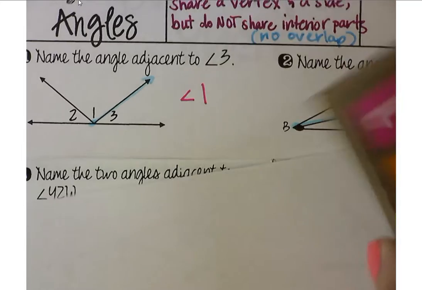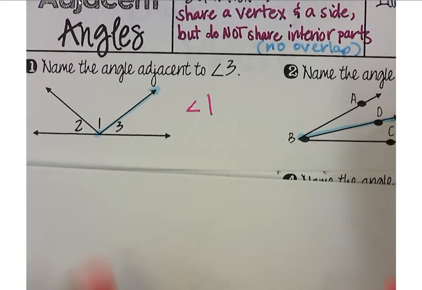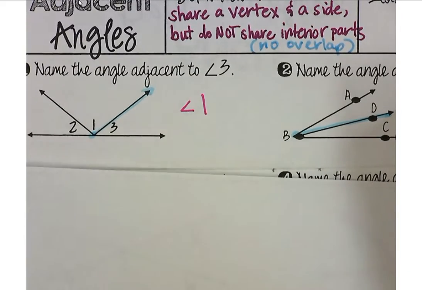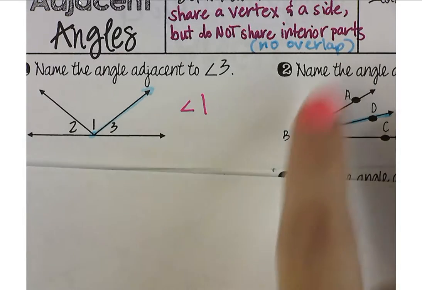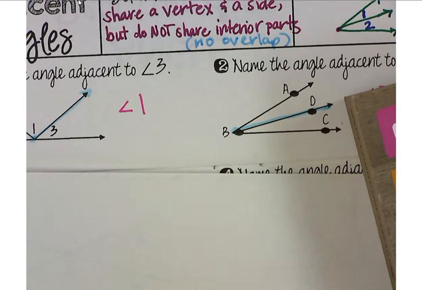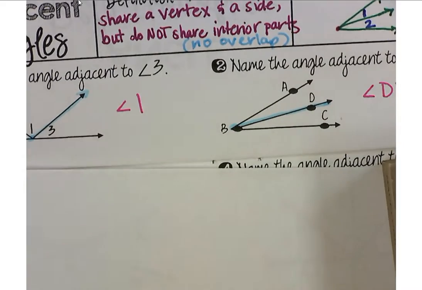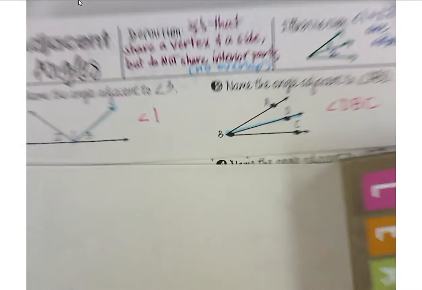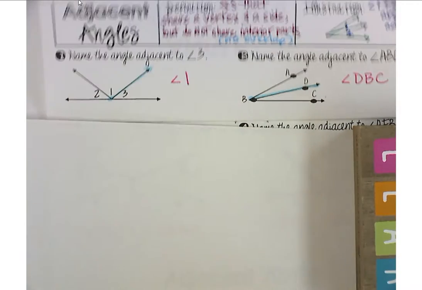All right, and then for number 2, it says name the angle adjacent to ABD. Okay, so ABD. So what I did is I just highlighted this side so that we could write out our angle. Deanna, what are you thinking for that one? Which one's next to ABD? DBC. Good, yep, angle DBC. And you guys could also call that CBD. Okay, so either one of those are fine.